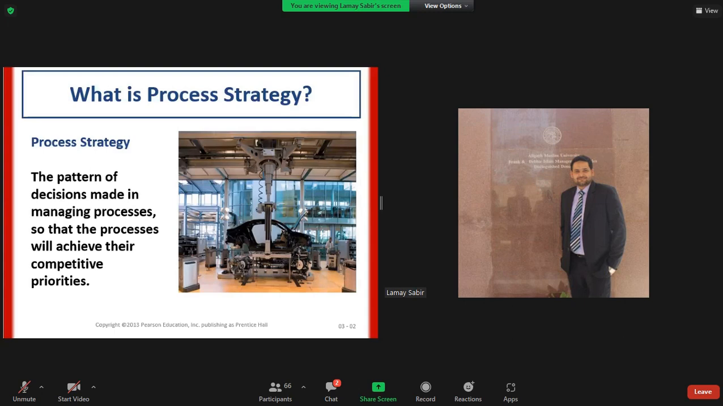For example, a customer enters a bank, a customer enters an airport, or a customer enters anywhere else. How will the customer be treated? What would be the layout? What would be the step-by-step process the customer will follow? You may find the difference in this process strategy when you talk about a private bank or a public bank. You will definitely feel the difference. Why? Because the process strategy of a private bank is completely different when compared to a public bank.